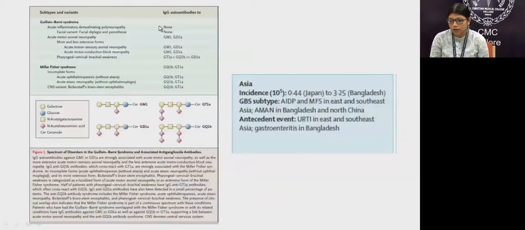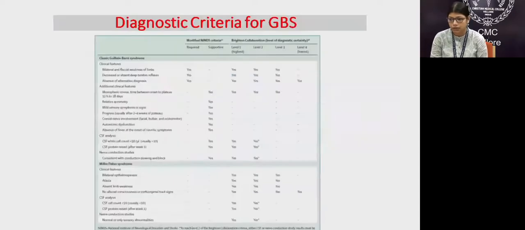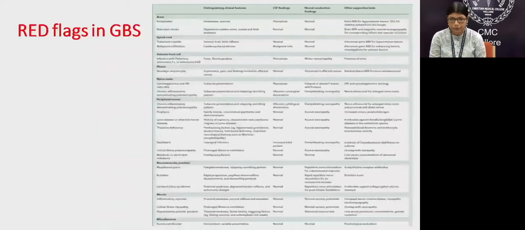So we know GM1, GD1a, and GQ1b are the most common autoantibodies which are seen. But again, this can be seen only in 20 to 30% of patients. So absence of this does not mean that the patient does not have Miller-Fisher or AIDP or AMAN, because as I said, GBS is always a clinical diagnosis. So there are certain criteria, Brighton criteria and NINDS criteria, which help us to diagnose. I won't go into detail with them, just to know that there are certain criteria for GBS.